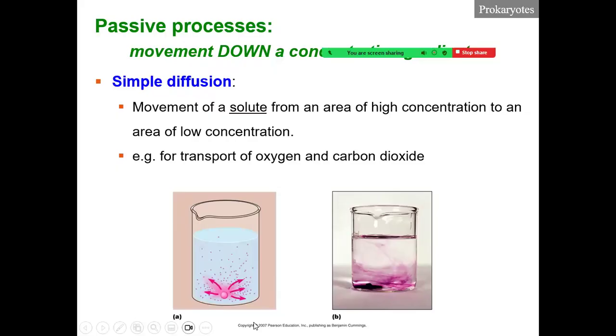As I mentioned, for cells, it's important that simple diffusion explains the transport of oxygen and carbon dioxide into the cell by oxygen and out of the cell by carbon dioxide. Any questions about simple diffusion? Another part about simple diffusion is it can happen with or without a membrane. Like oxygen diffuses into the cell through the cell membrane. But here, this drop of dye is diffusing into the water without a membrane. Any question about any of that?